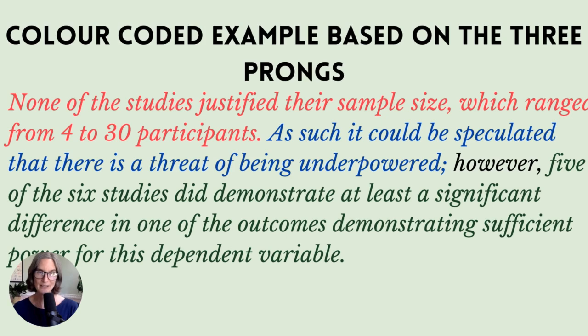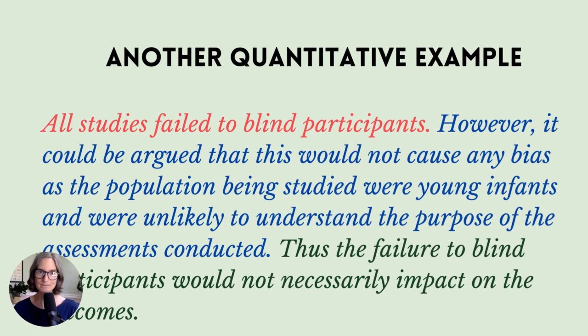So they didn't justify their sample size. That's a problem. Why is it a problem? Because the study could have been underpowered. But then how does that relate to that specific study? So that's a nice example of where they have done their 3 prongs really clearly. Let's have a look at another example.